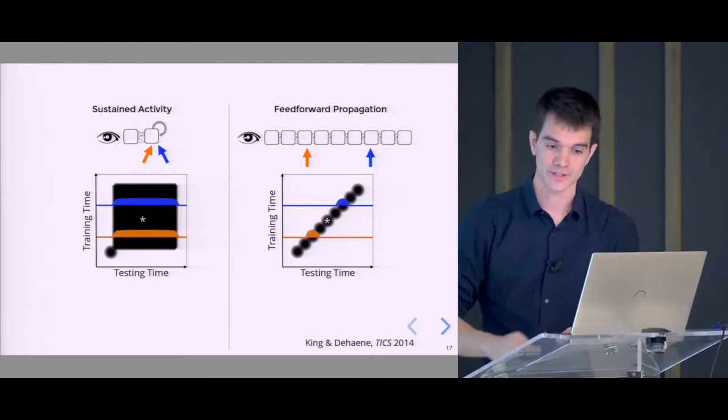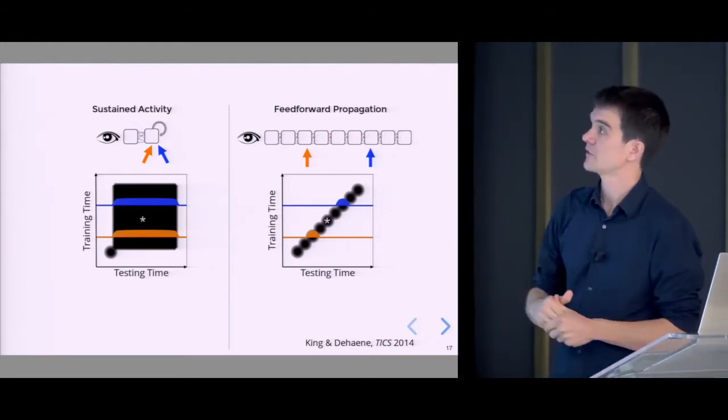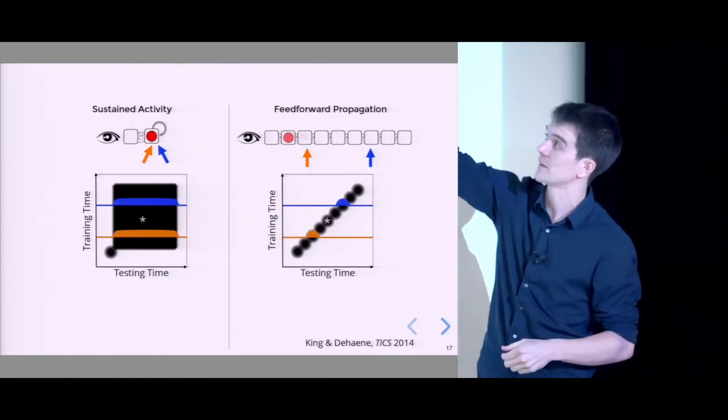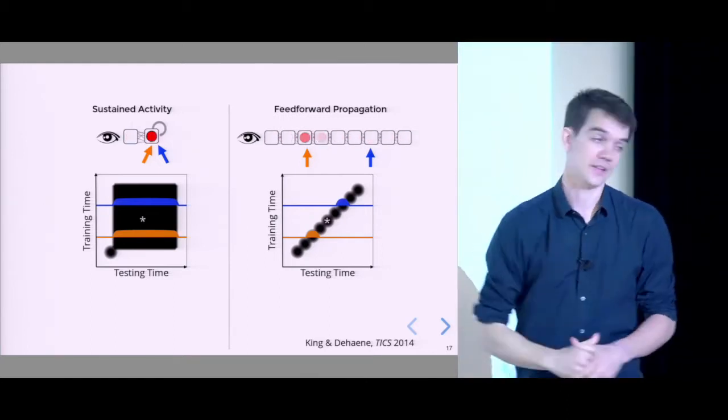And this is the case throughout, right? So you can fit another classifier later on. This classifier will pick up a different processing stage. This processing stage is transient. The classifier does not generalize, whereas in this case, it does.